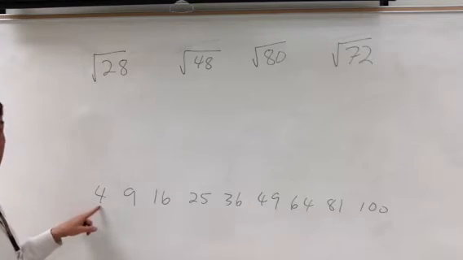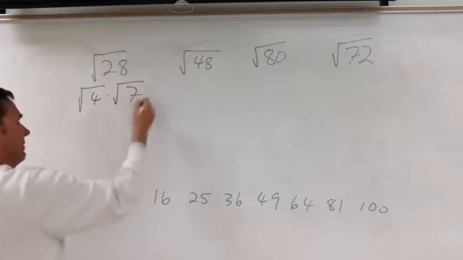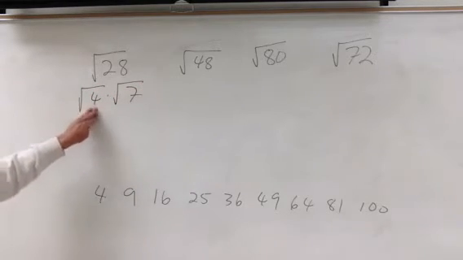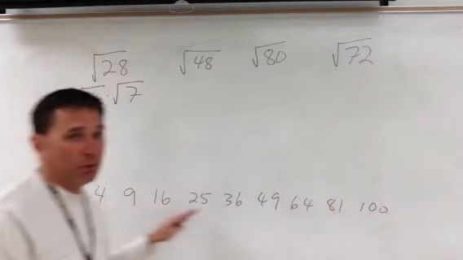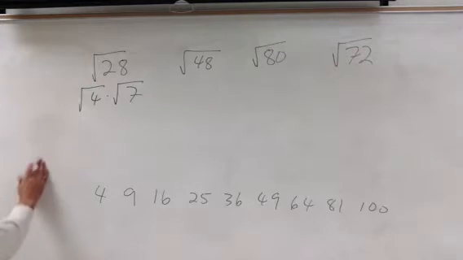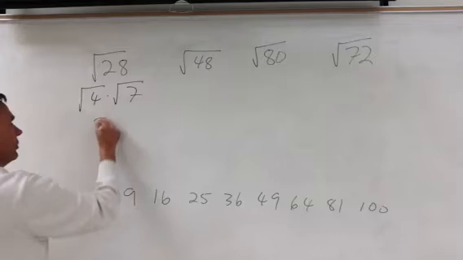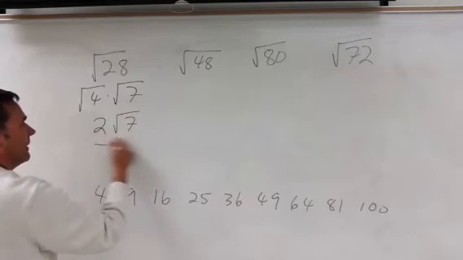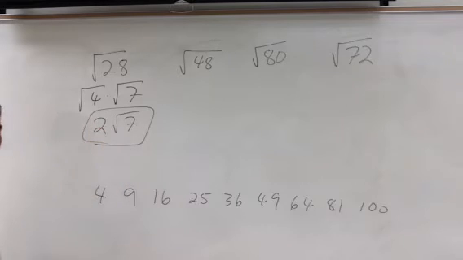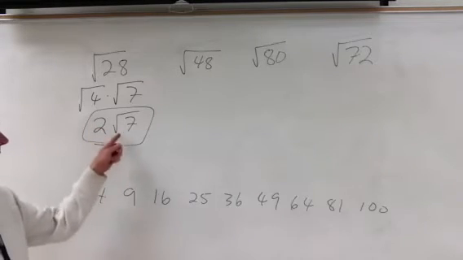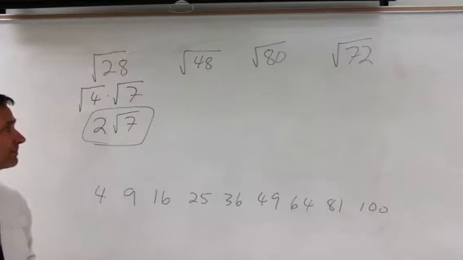But 4 does. We can rewrite this as the square root of 4 times the square root of 7. I always write the perfect square first. Again, we always have to start with one of these numbers. Now, we can reduce this. We now know the square root of 4 is 2. And our final answer would be 2 times the square root of 7. There's not a perfect square that goes into 7, and we're done with that problem.